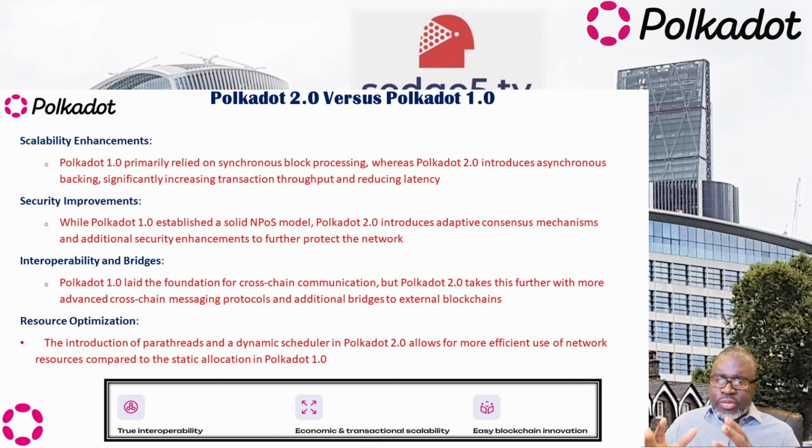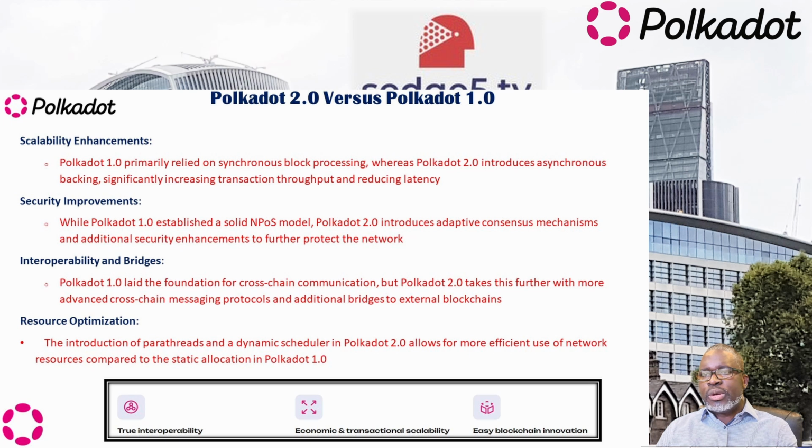The introduction of parathreads and dynamic scheduler in Polkadot 2.0 allows for more efficient use of network resources compared to the static allocation in Polkadot 1.0. Now, with Polkadot 1.0, a parachain would occupy space forever, even though it was not being used, which means resources were not being effectively used under Polkadot 1.0.